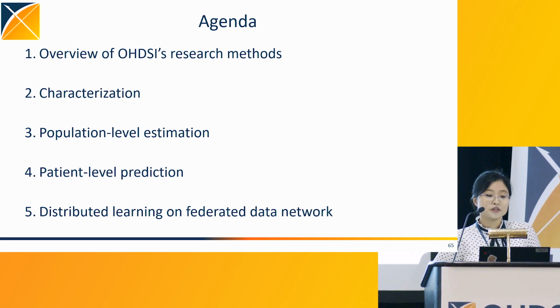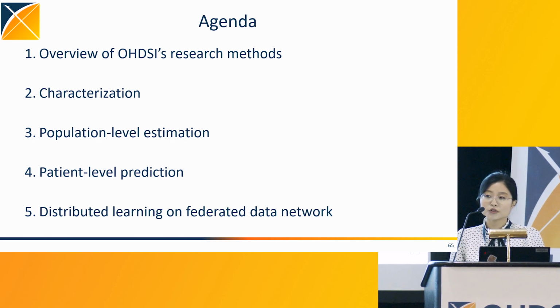First, I will give you a very brief overview of the types of research methods that we have at OHDSI, which are, roughly speaking, 3 parts: characterization, population level estimation, and patient level prediction. So I will go through characterization and then patient level prediction, and then focus a little bit more on population level estimation because that's more relevant to our example study that Erica introduced in the beginning.